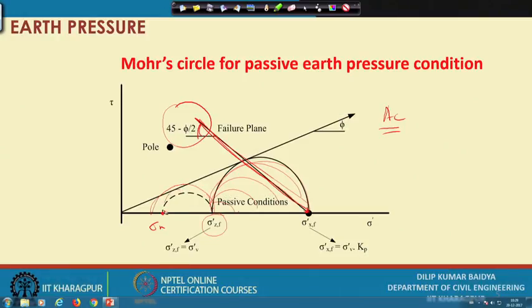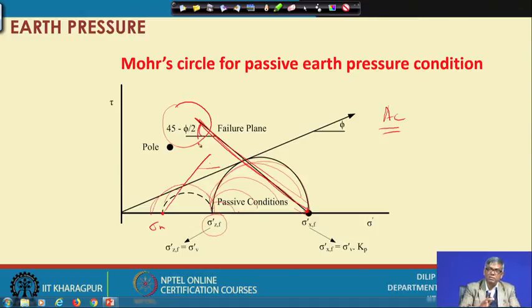So, when I did this for the active case, that was 45 degree plus phi by 2, and now I am doing 45 degree minus phi by 2. So, these two things are very important to be remembered, and very frequently they will be required in solving problems, or sometimes in short answer type questions, they will be important.